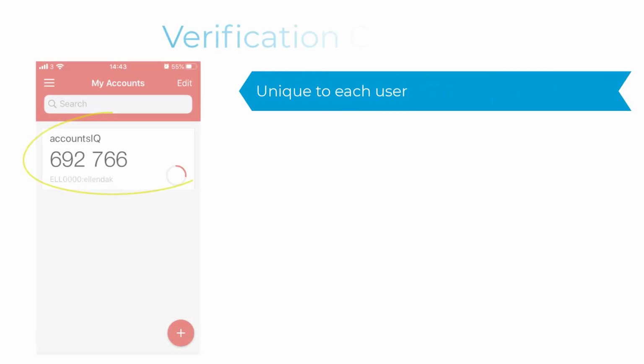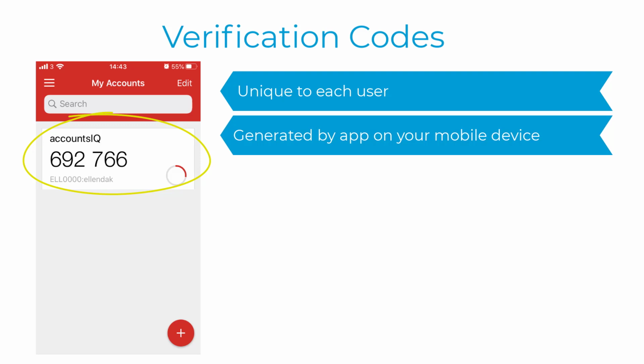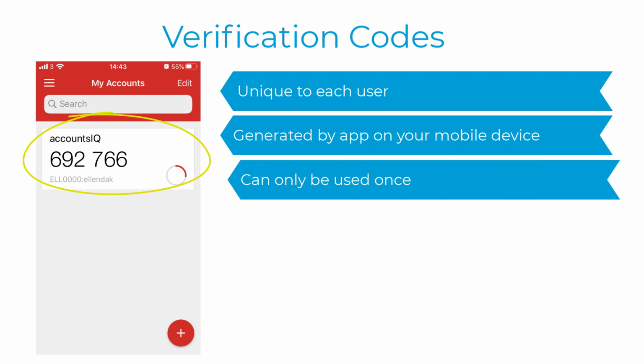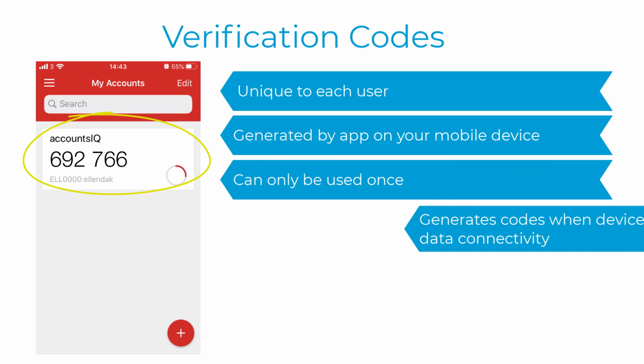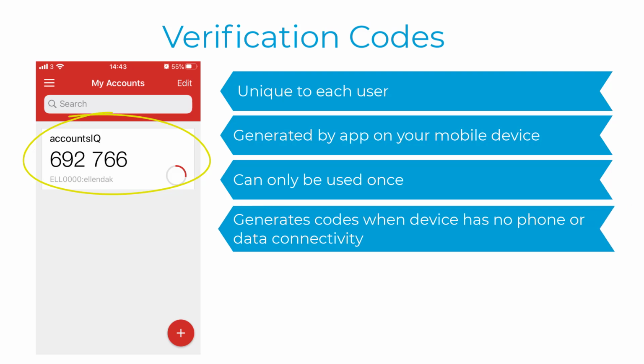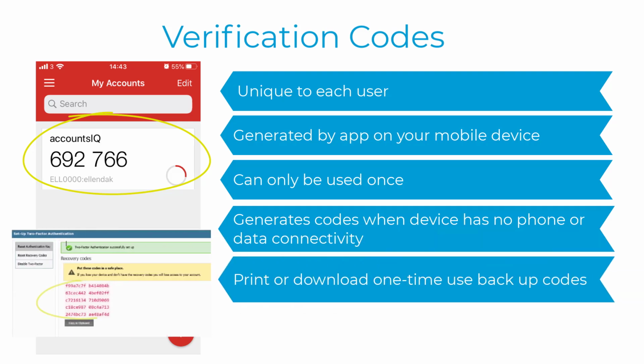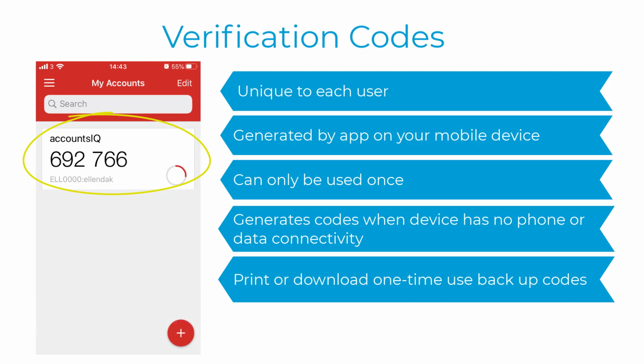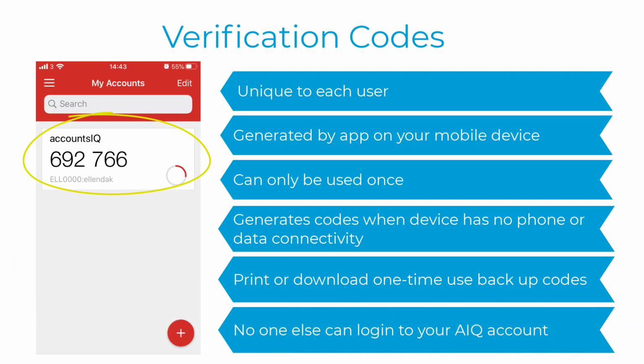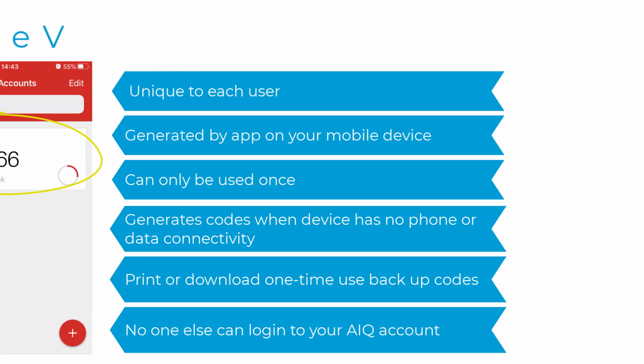Verification codes are unique to each user. They are generated by an app on your mobile device, and each code can be used only once. Most apps can generate verification codes even when your device has no phone or data connectivity. You will also be issued with a set of one-time use backup codes that you can print or download after use if your phone is unavailable. No one else can log into your account, as you are the only person who knows your login name, password, and has access to your authentication device.